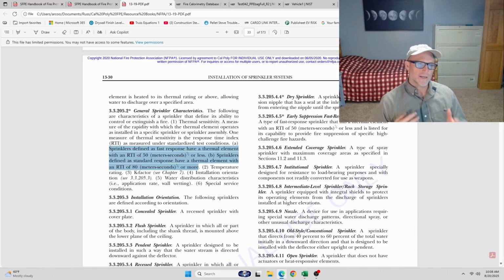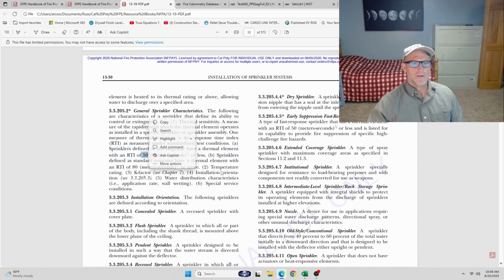Most buildings, like most of your office spaces, are going to have what's called a quick response sprinkler head, with an RTI of 50 or less. A lot of your industrial occupancies are going to have standard response, SR heads, with an RTI between 80 and 120 thereabouts. And those are in units of meter seconds square root.